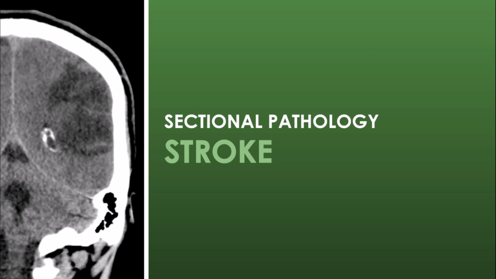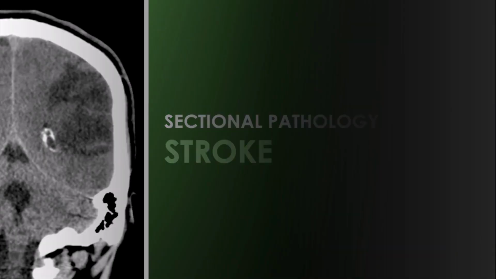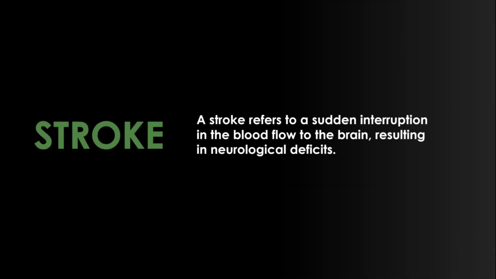Hey, everybody, welcome back. This lesson is about stroke as seen in CT imaging of the brain. We'll start with a general definition. A stroke refers to a sudden interruption in the blood flow to the brain, resulting in neurological deficits. For our purposes, strokes can be divided into two pathological mechanisms.